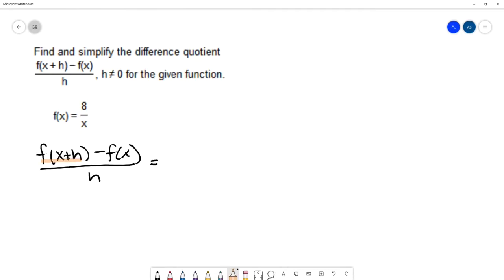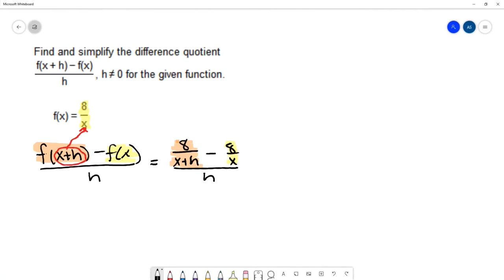Let's start by finding f of x plus h. And the way that you find f of x plus h is by taking x plus h and you substitute it in for x. So that's going to be 8 over x plus h. So I'm going to highlight that part there. So then we're going to subtract f of x, and f of x was given to us. So we don't need to calculate it, we're just going to use it. We're going to subtract 8 over x. And that's this part right here of the difference quotient. And then we're going to divide by h.